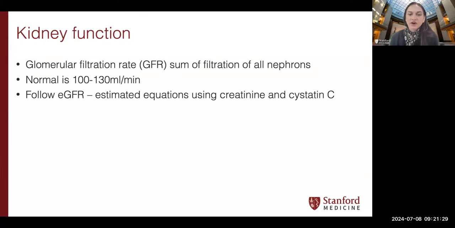And so again, for all my patients with kidney disease, I want to check a creatinine level, and I want to check an estimated GFR. The cystatin C that I brought up is a protein. So creatinine, again, is made in the muscle.